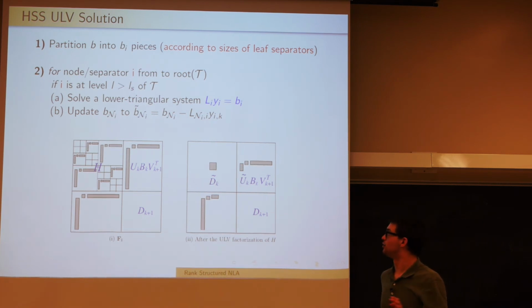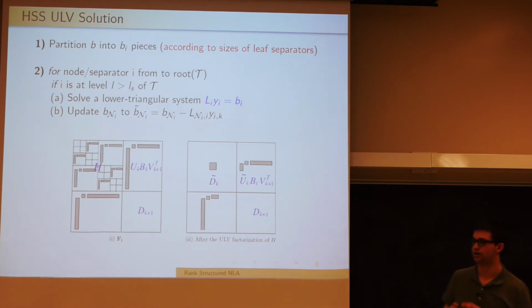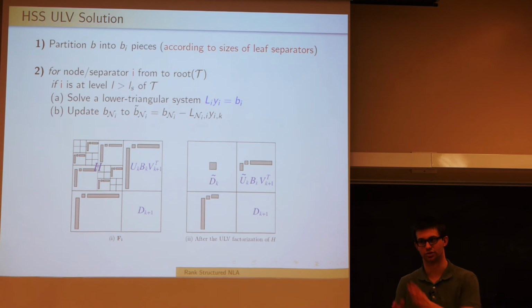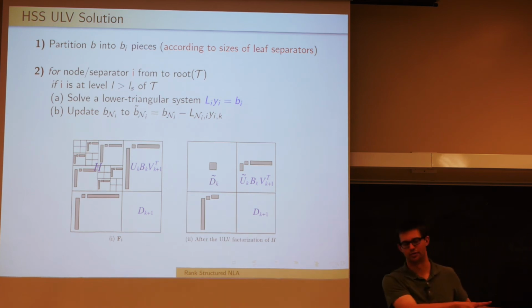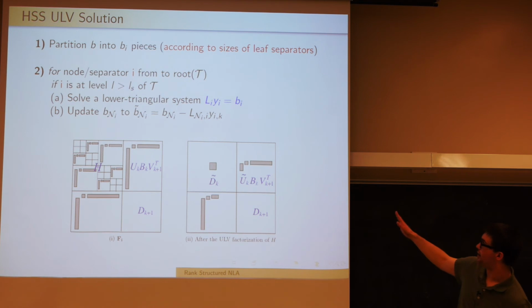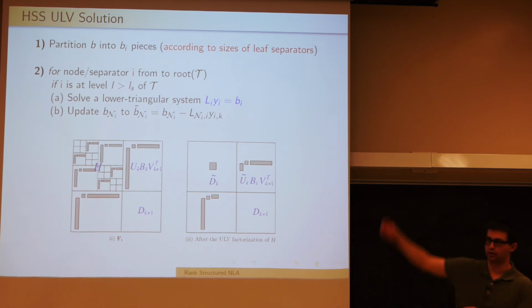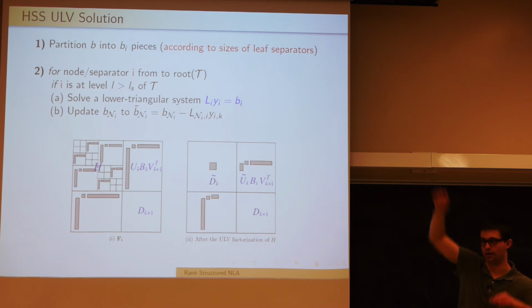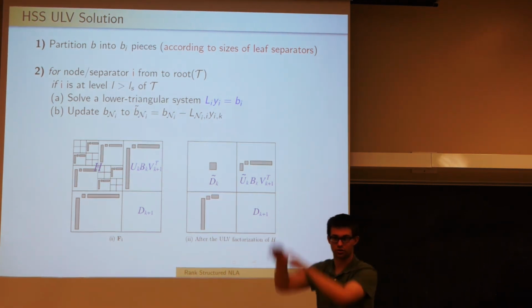So the first step is that we partition our matrix into bi pieces according to the sizes of the separators at the leaf level. Kind of an analog to how we started our construction, not construction, I'm sorry, our factorization algorithm. Then we start at the root. Now the factorization was bottom up, and now the solution stage goes top down.